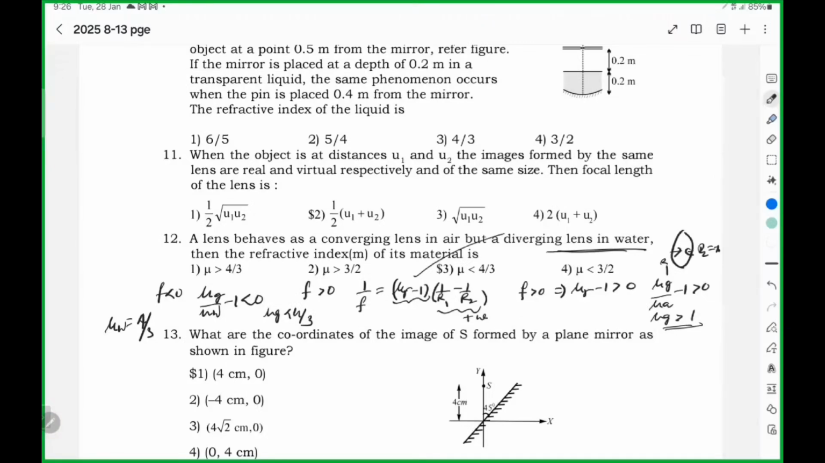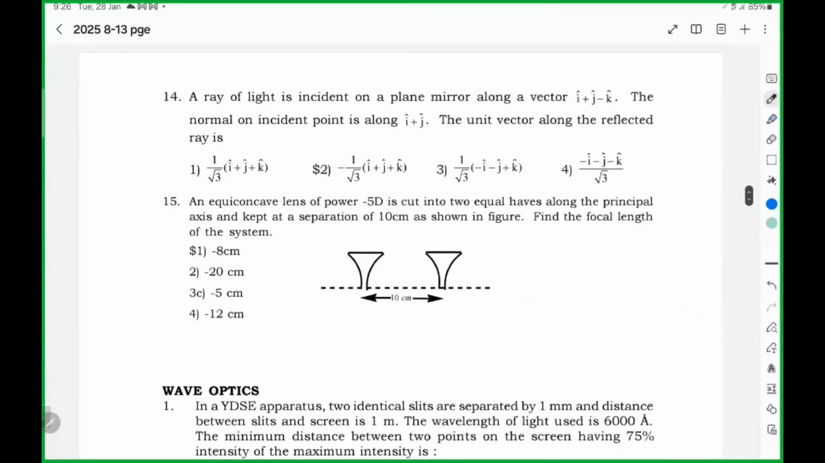Here, an equiconcave lens, power minus 5 D, is cut into two equal halves along the principal axis. So once it is cut along this, it is a concave lens. There is no change in the focal length, because once you cut it, the radius of curvature has no change. So in 1/R1 minus 1/R2, there is no change.